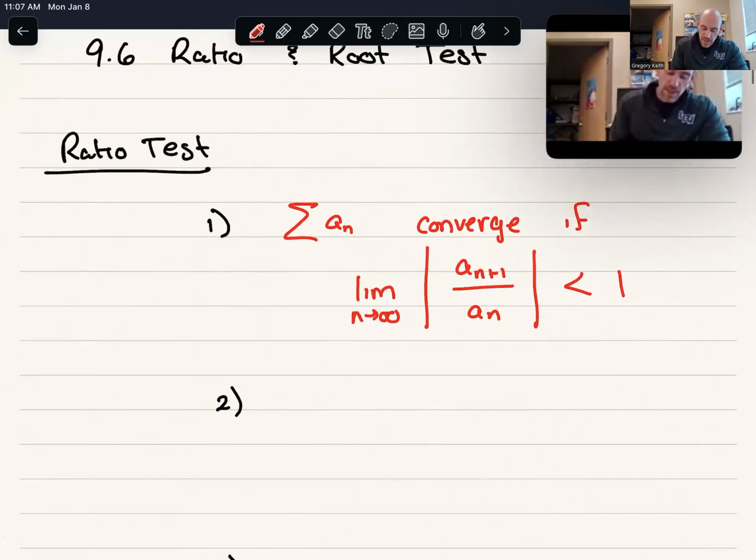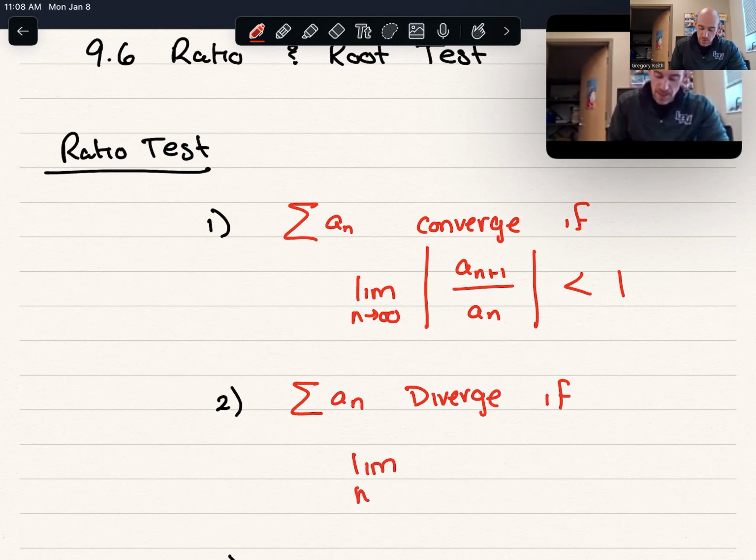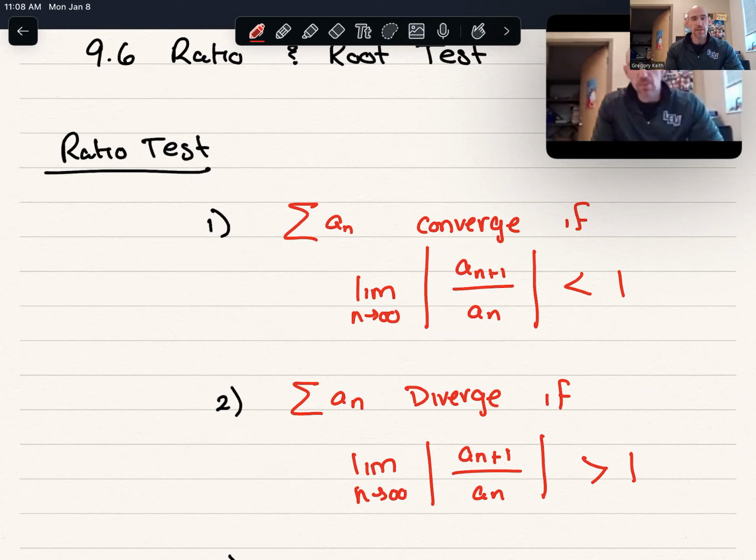Now, the flip side of that is if you find out that it's greater than 1, that's going to tell us that it's going to diverge, if that limit as n goes to infinity of a sub n plus 1 over a sub n is greater than 1. So if you get a value that's greater than 1, you get infinity, you get 5, anything bigger than 1, it's going to diverge.